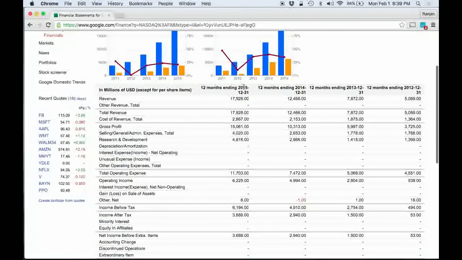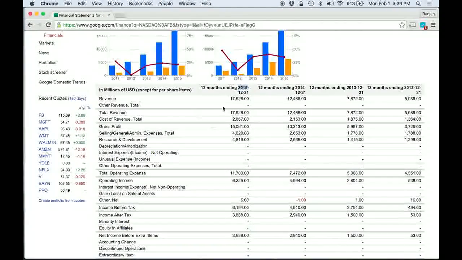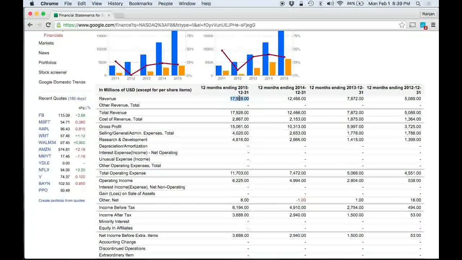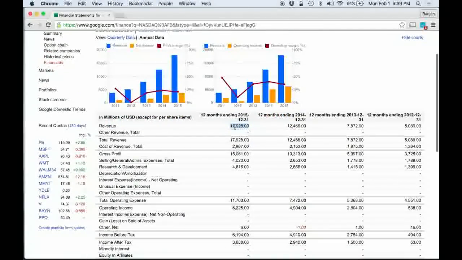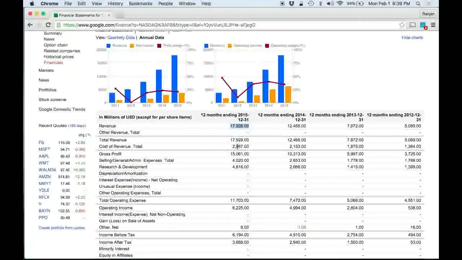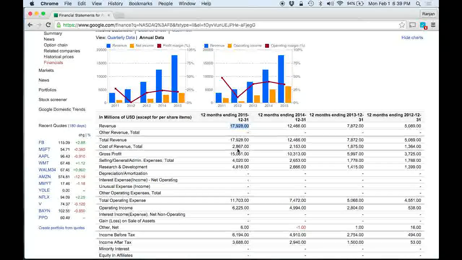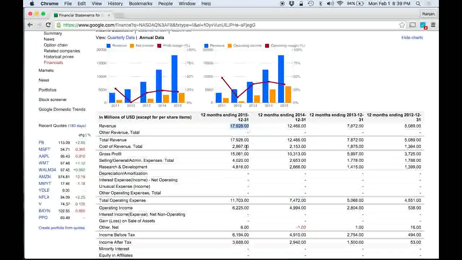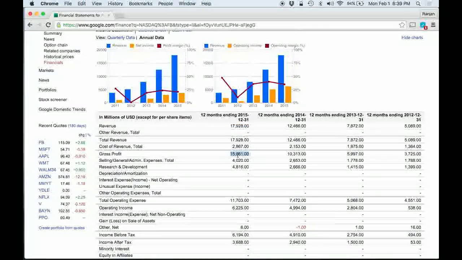So we are looking at 2015, the revenue for Facebook was $17.92 billion. The cost of revenue, which is also cost of goods sold, is $2.867 billion. So if you take the cost of revenue from revenue, you will get the gross profit. So gross profit is about $15 billion, and they have SG&A expenses of $4.2 billion.